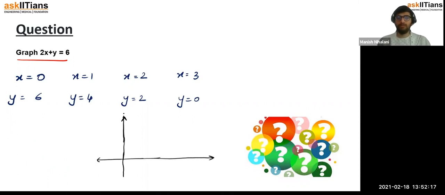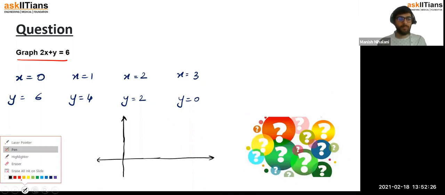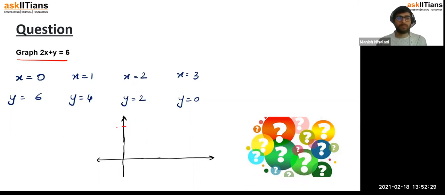After plotting those points, we will try to join them. So x is 0, y is 6, which means the point 0 comma 6. X is 1, y is 4, see, 6 के नीचे होगा 4, so this would be 1 comma 4. X is 2, y is 2, so this would be 2 comma 2, right? X is 3, y is 0, which means यहाँ पर ये 3 होगा, y will be 0. Right, now let's try to connect these.